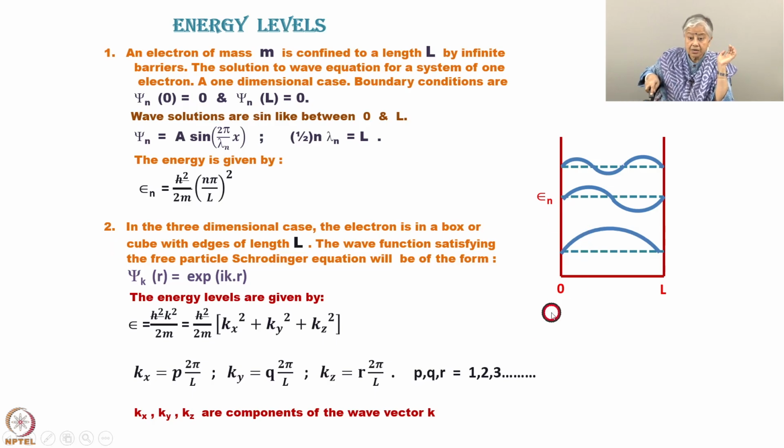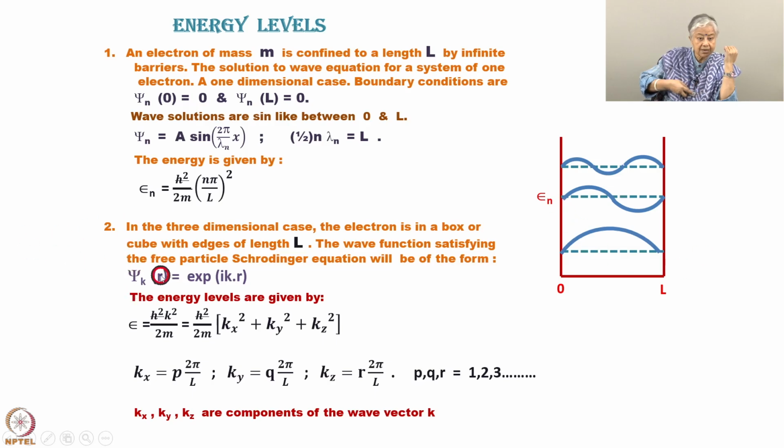But then we are not always interested in the one dimensional case, but in analogy you can always find the solution to the 3-dimensional case. In the 3-dimensional case, the electron is in a box or a cube with edges L. So, it is a 3-dimensional box, all the edges are the same L, and the electron is confined in that. So, we want to know what kind of wave satisfies these boundary conditions and how Schrodinger's equation's solution looks like. So, that solution looks like this.